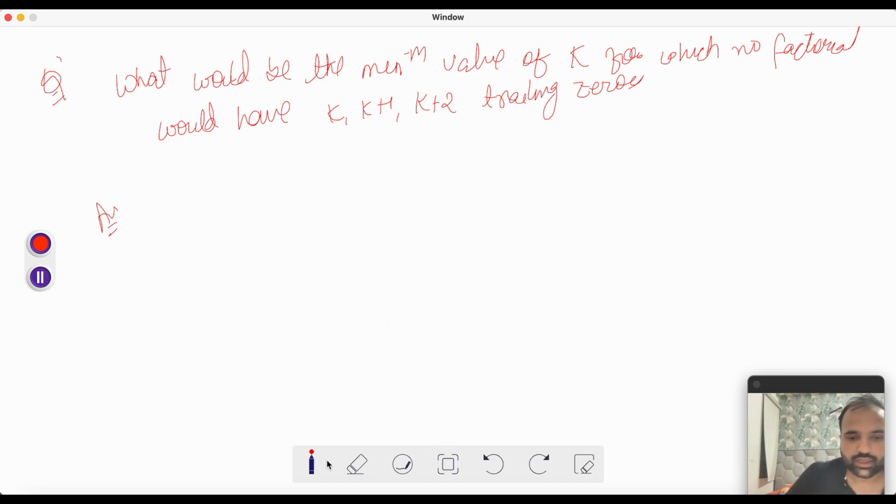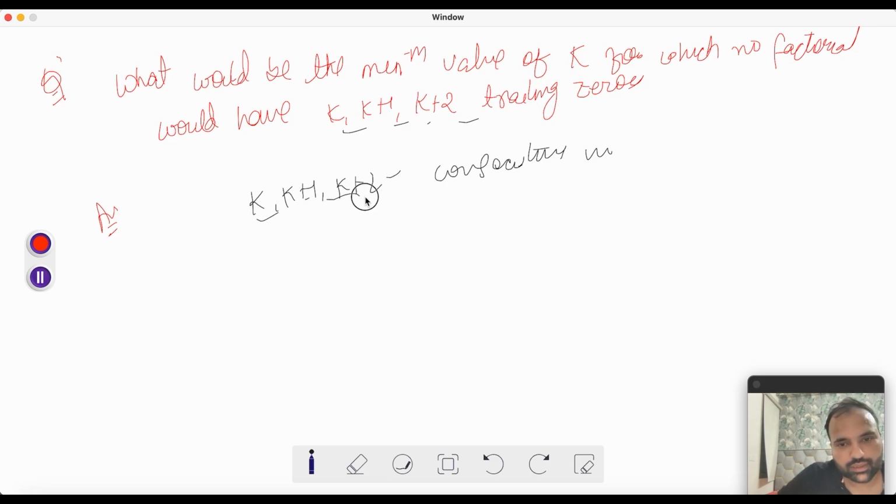So over here it has given k plus 1, k plus 2. What is k plus 1, k plus 2? Consecutive numbers, isn't it? So what is it asking? It's asking what is the minimum value of k for which no factorial has these many zeros. No factorial has these 3 consecutive numbers as its trailing zeros.